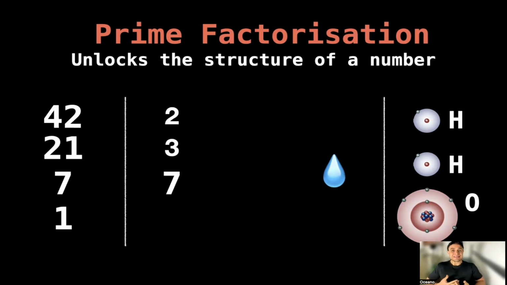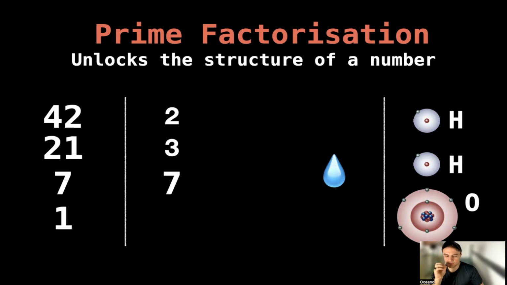As well as I can decompose a water molecule into its atoms, 2 hydrogens and 1 oxygen atom. They cannot be further decomposed. They can, but that's another story. Pretend they cannot be further decomposed. Cool. I think this is a good framework to understand what factorization is.